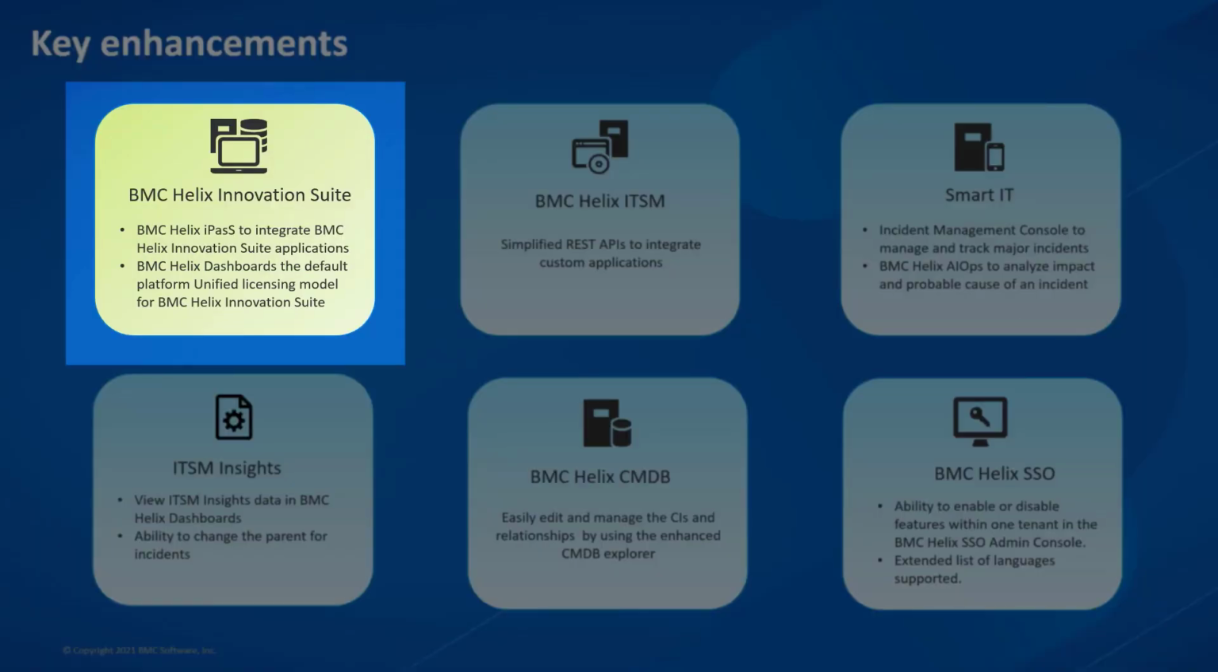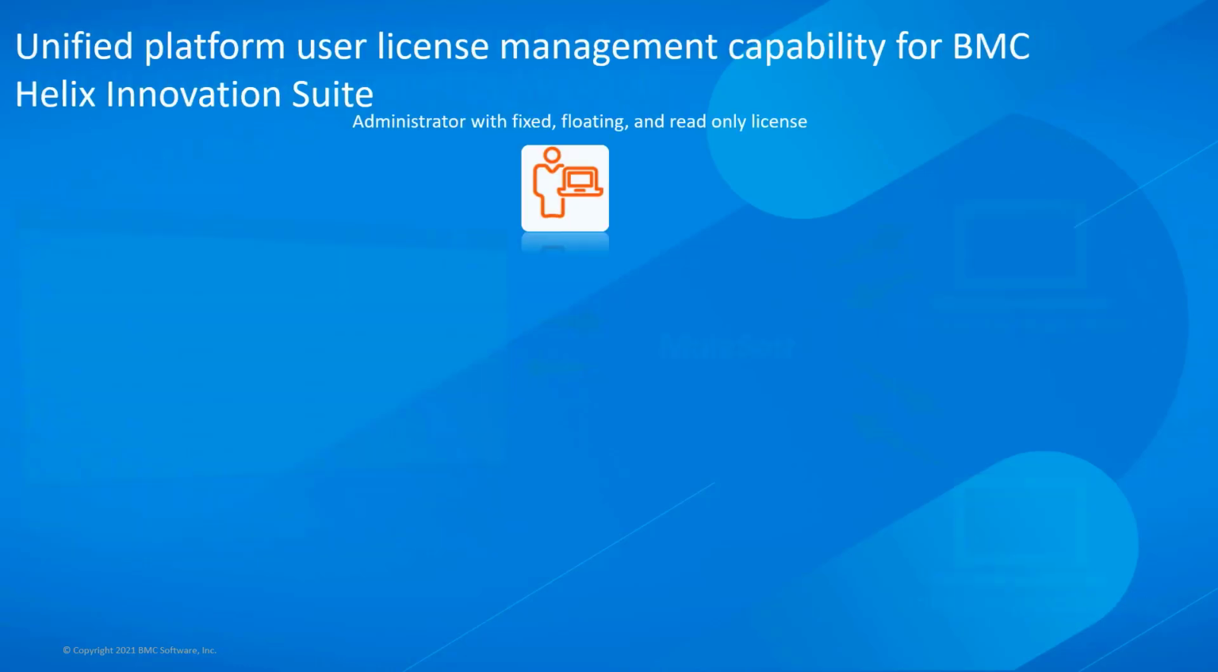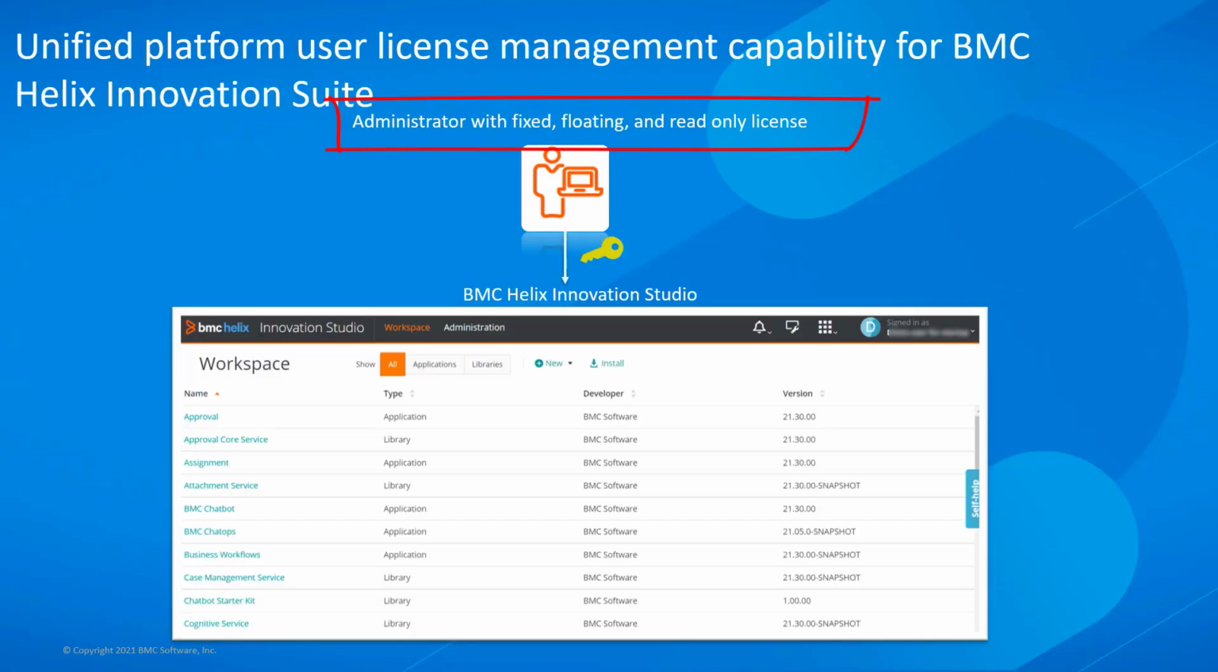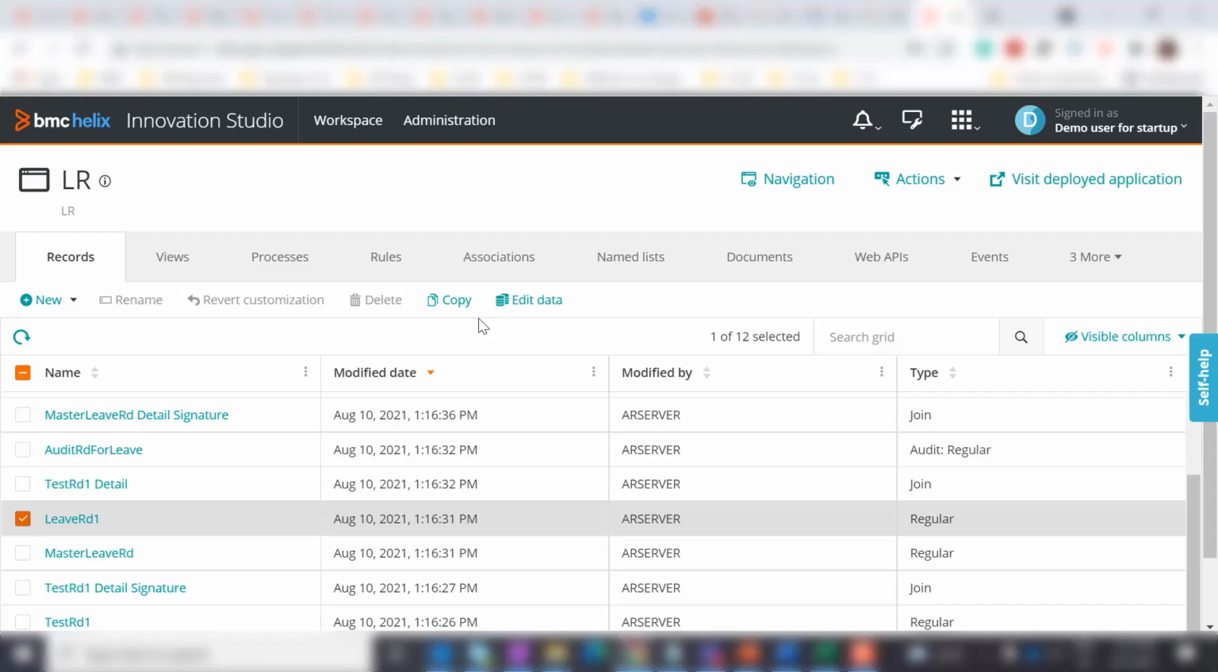With BMC Helix Innovation Suite, you can integrate out-of-the-box and custom applications with external applications by using BMC Helix iPaaS, powered by MuleSoft. Reuse the BMC Helix iPaaS MuleSoft API in the business processes of your applications without having to rebuild an integration. BMC Helix Innovation Suite supports a common licensing model that enables developers to create applications in BMC Helix Innovation Studio and Developer Studio.